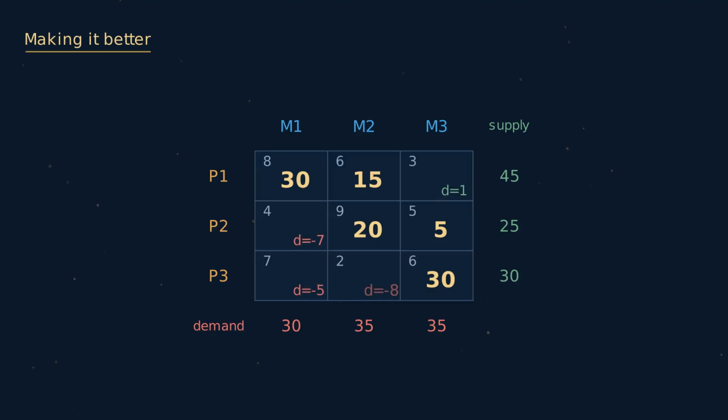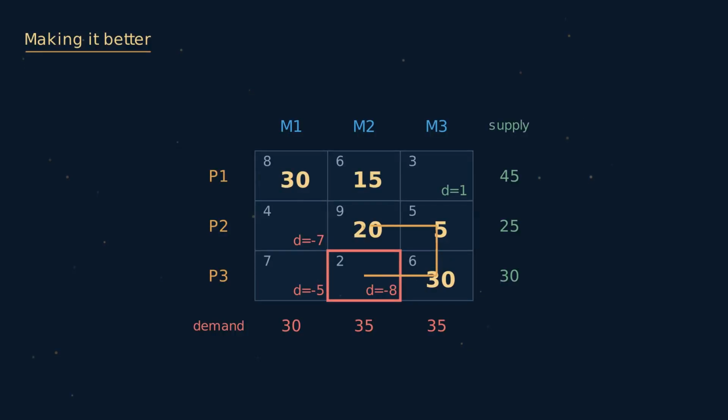Take the corner plan, the one that cost $7.15, and put it through the same test. This time the empty cells do not all behave. 3 of them come back negative, each one an opportunity we are currently wasting. Take the most negative one, -8, from the third plant to the second market. Every unit we manage to push through there should save us 8. So the question becomes, how many units can we push?